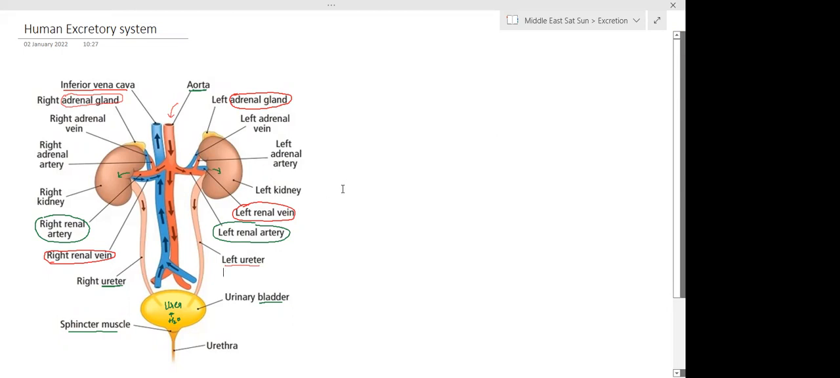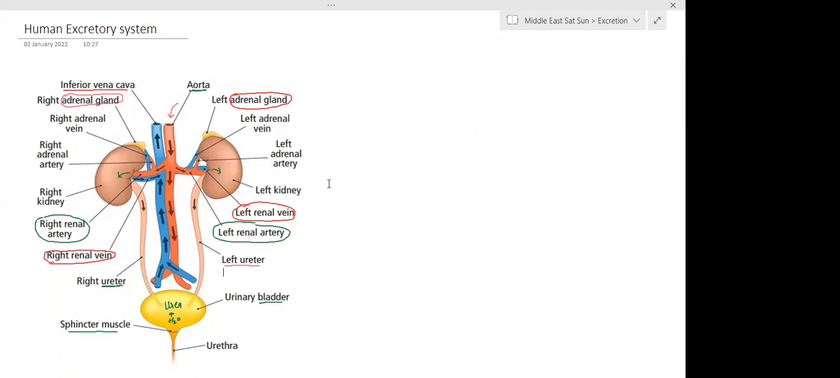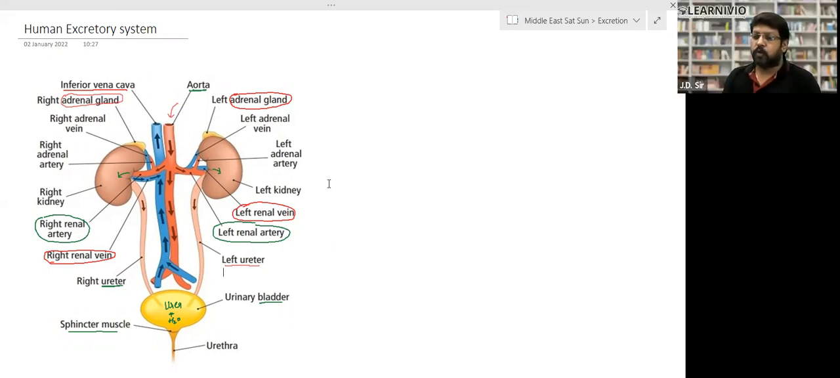So what happens, as I told you in the last class, we are eating protein. Because of protein, formation of urea is taking place. So where does the formation of urea take place in the human body? Martin, where does the formation of urea take place? In the kidney. Hey, come on. I didn't tell that. Please go through your notebook.